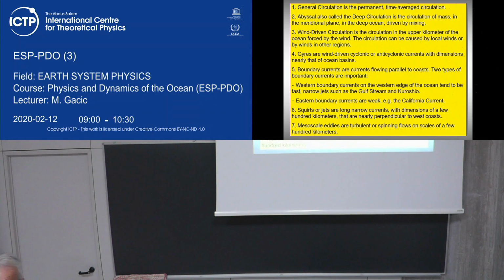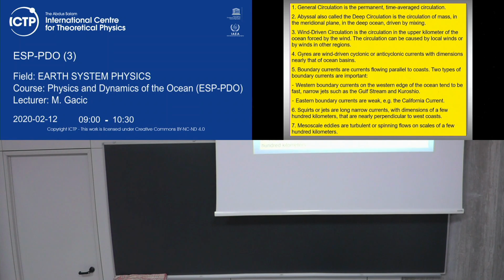And obviously these different parts of the ocean are responding to these differences on much longer time scales, on the order of a year or even thousands of years. Then we have the abyssal or deep circulation, which is circulation of mass in the meridional plane in the deep ocean driven by mixing. So this is also a very slow process. The first two are very slow processes and on a very long spatial and temporal scale. So they are covering the entire ocean.